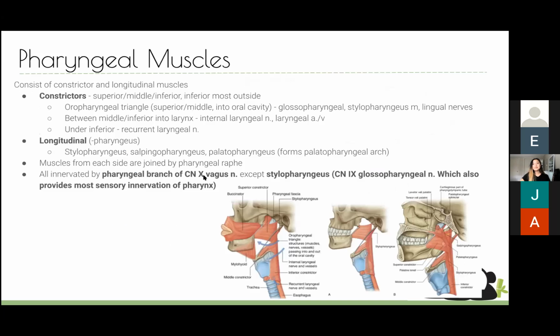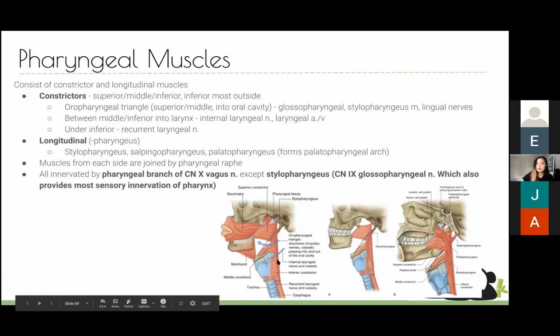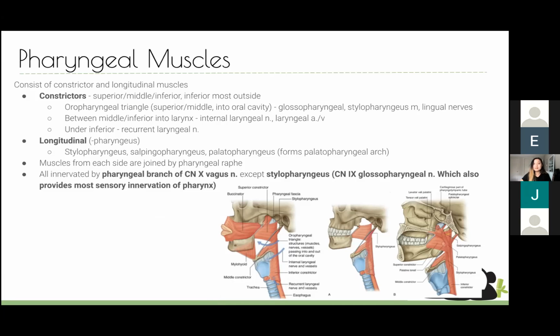Pharyngeal muscles. Okay, not too important. You have your constrictors, which is like a telescope with your inferior most outside, and you have your longitudinal. They're all innervated by the pharyngeal branch of CN X, the vagus nerve, except for stylopharyngeus, which is innervated by the glossopharyngeal nerve, which also provides most of the sensory innervation to the pharynx. So when you're thinking pharynx, you're thinking 9 and 10. 10 mainly making you swallow, and 9 mainly sensing that food going down.